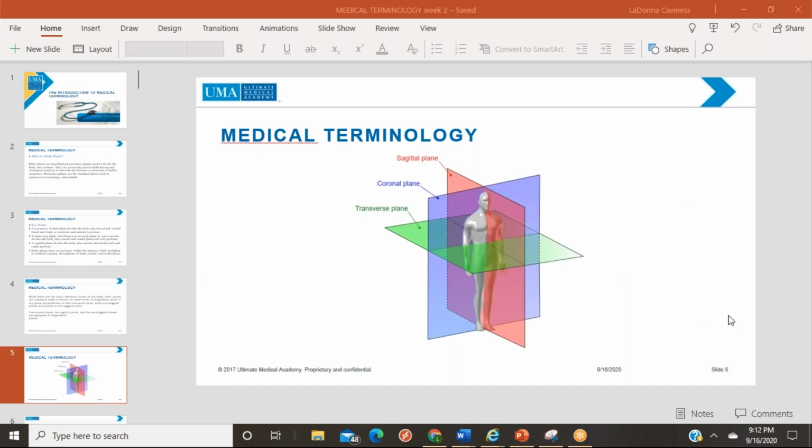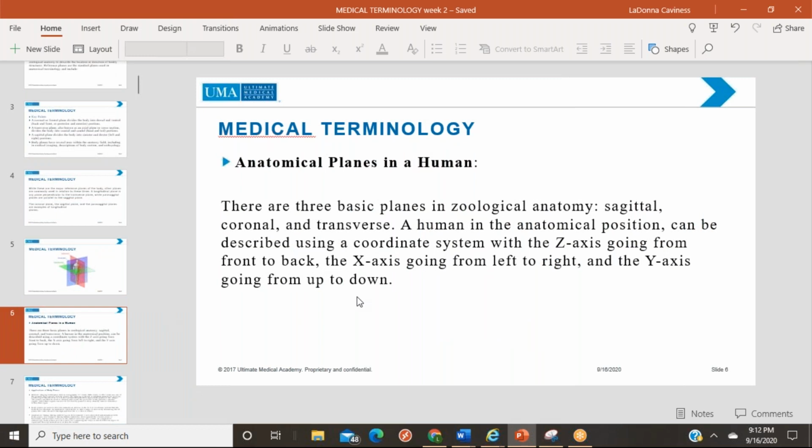And here's an image of the sagittal, coronal, and transverse planes. There are three basic planes in zoology and anatomy: sagittal, coronal, and transverse. A human in the anatomical position can be described using a coordinate system with the z-axis going from front to back, the x-axis going from left to right, and the y-axis going up and down.